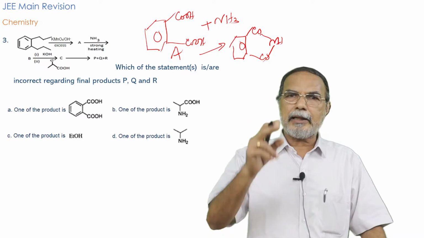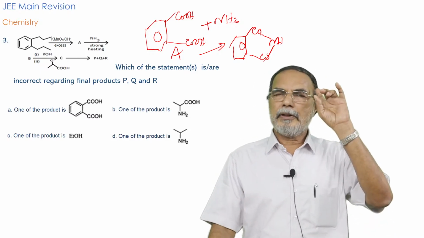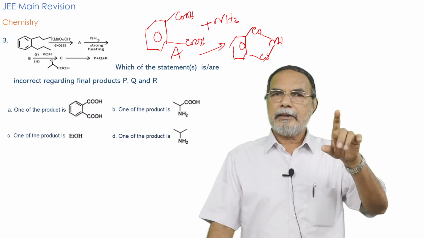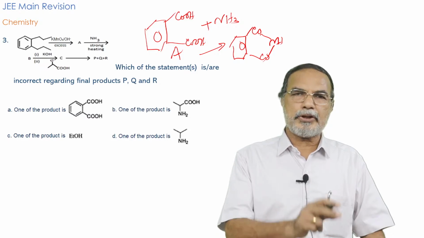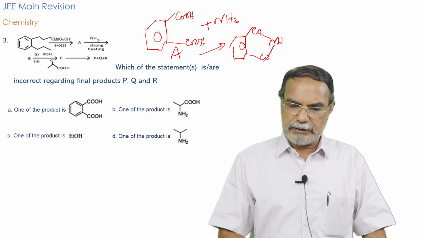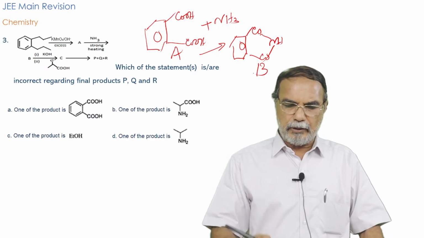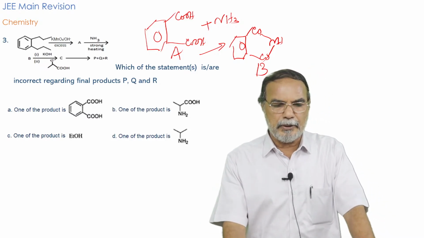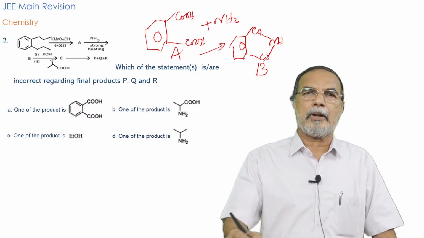And once you hear phthalimide, you are reminded of the reaction Gabriel's phthalimide synthesis. It is exactly what is given in this question. So this is the compound B. On reaction with ammonia and strong heating, you are getting the imide as the product.